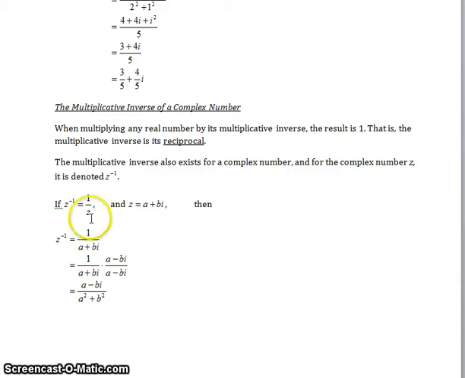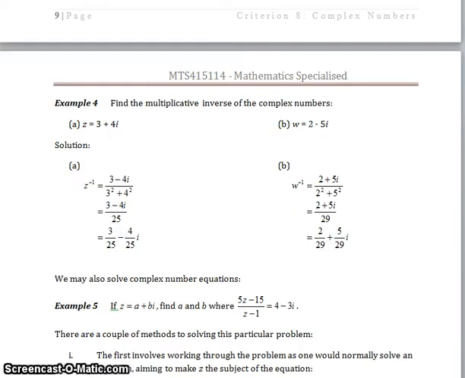And in order to change this so that we've got no imaginary numbers in the denominator, we multiply top and bottom by the complex conjugate of the denominator. We find that we end up with a minus bi when we multiply it on top, and on the bottom we have a squared plus b squared. And so we just look at a couple of examples, find the multiplicative inverse of these complex numbers.